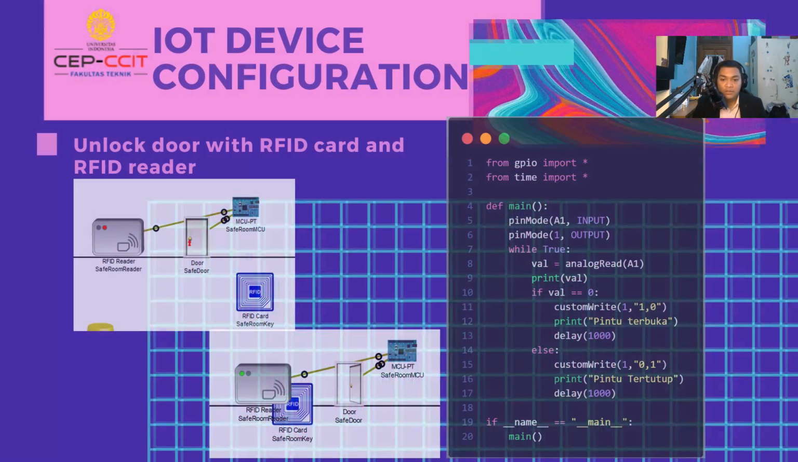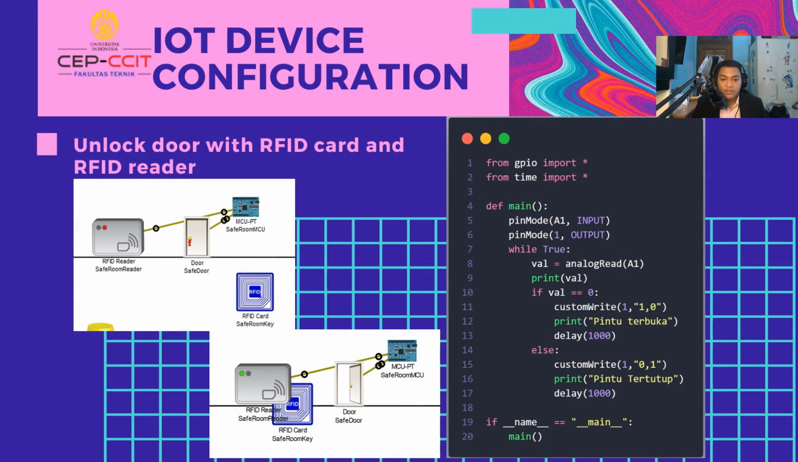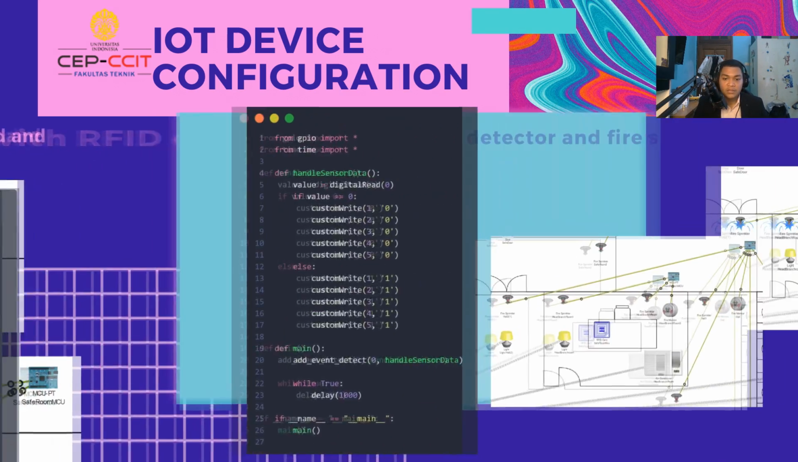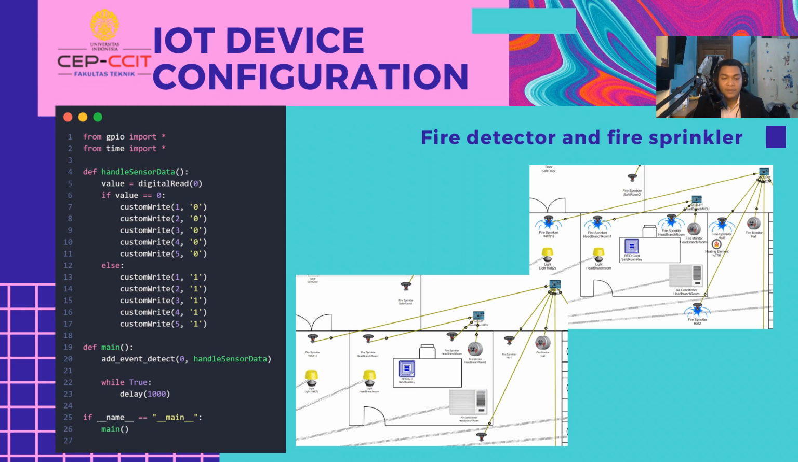Next is the IoT devices configuration. First is unlocking the door with RFID, the RFID card and RFID reader. The right is the code in the NodeMCU. Then when the RFID card is close to the reader, the door will open. Secondly is the fire detector and fire sprinkler. The left side is the code. Then when the heat element is close to the fire monitor, the sprinkler will spray the heat element source.